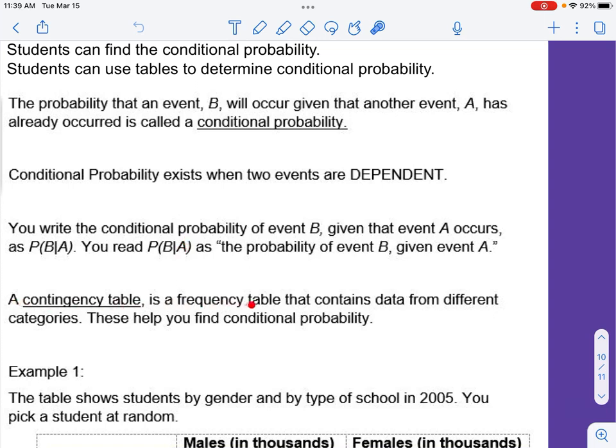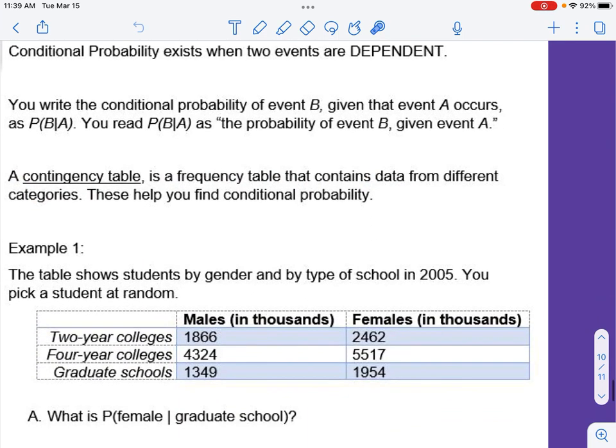A contingency table is a frequency table that contains data from different categories, and these help us find conditional probability. So here we have a contingency table, and we can use this to find conditional probability. Now, there is a chance that you could be given information not in a table and you can still find conditional probability, but the easiest version is on a table.